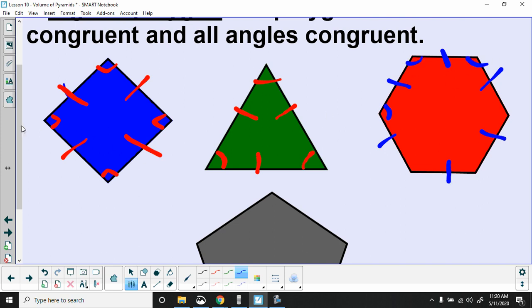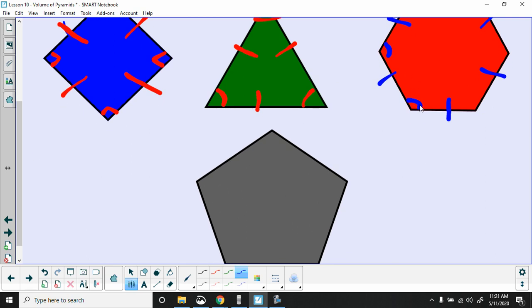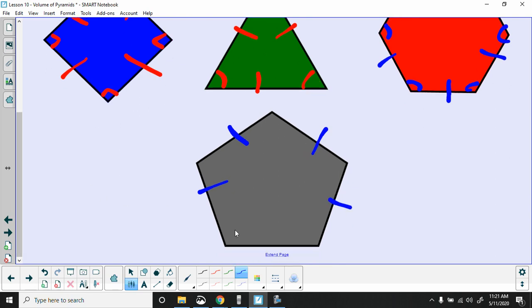Do you see the pattern I'm trying to emphasize here? All of these are congruent. That's what they call regular polygons. This one looks a little longer than this one up here, but again, angles congruent, et cetera. Regular polygons.